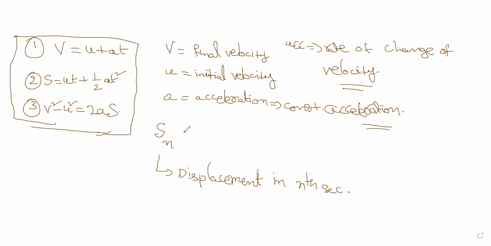Okay, ma. This is given by dn plus 1 minus dn. So displacement in the nth second is u plus a into n minus half. That's the displacement in the nth second.